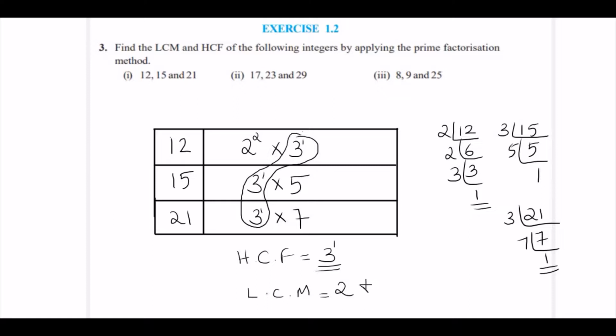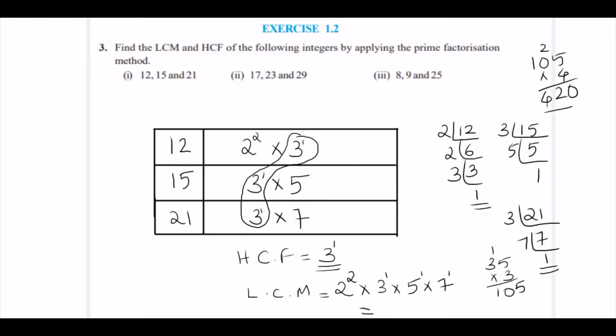Now when considering LCM, take all the factors that are involved. So here 2, 3, 5 and 7 are the factors. And among the factors, take the factor that has the greatest power. So here 2 has the greatest power 2, 3 has 1 as the power, 5, 1, 7, 1. So when you multiply, you get 7 into 5 is 35. 35 into 3 is 105. 105 into 4 is 420. So 420 is the LCM.